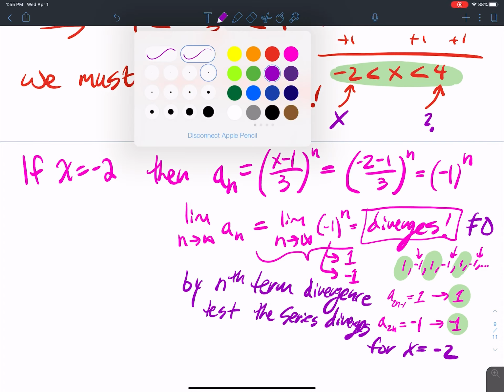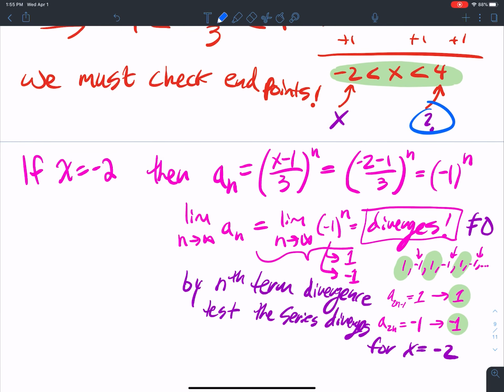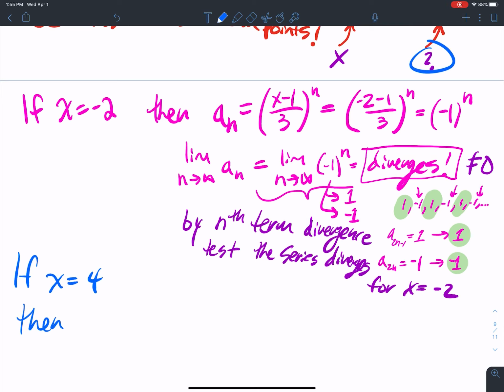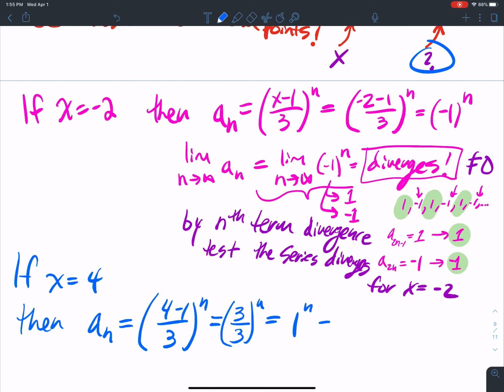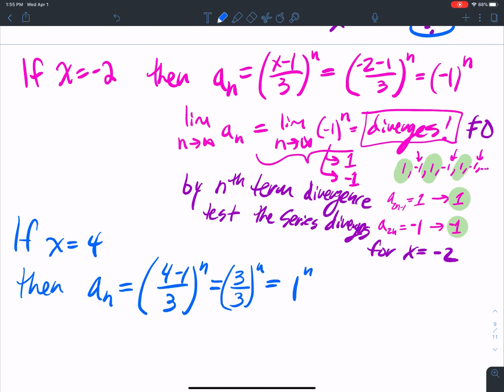If x equals 4, let's see what happens. Then a sub n becomes what? It becomes (4 minus 1 over 3) to the n, which is (3 over 3) to the n, which is 1 to the n. So 1 to the n, what's going to happen here? The limit as n goes to infinity of 1 to the n is equal to 1, which does not equal 0.